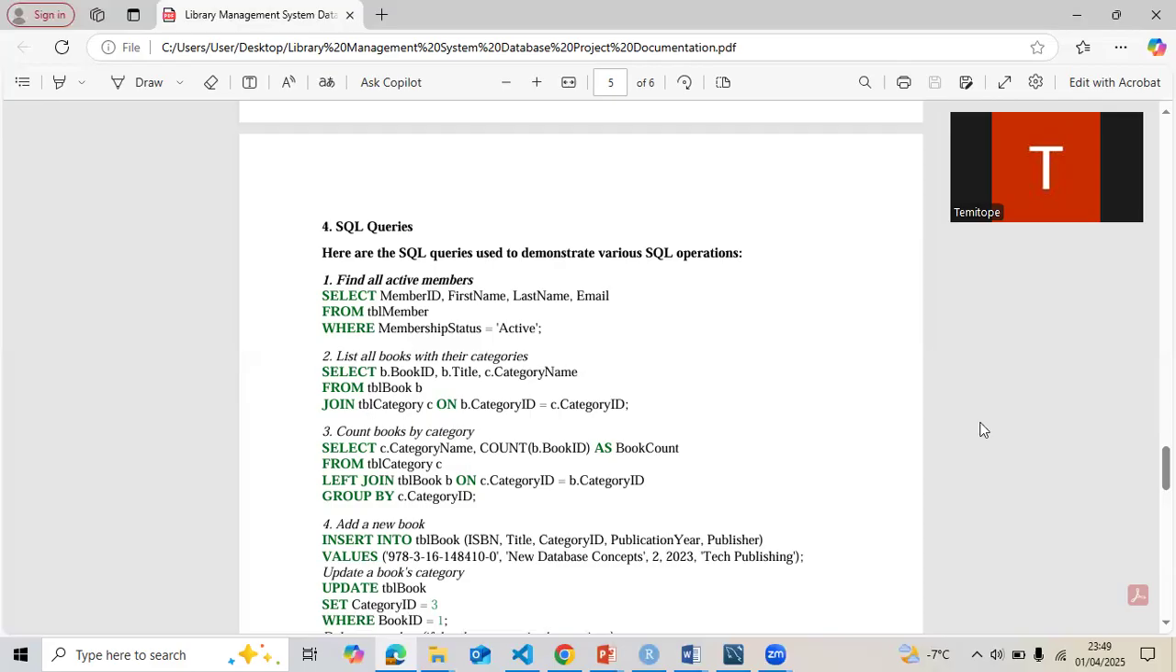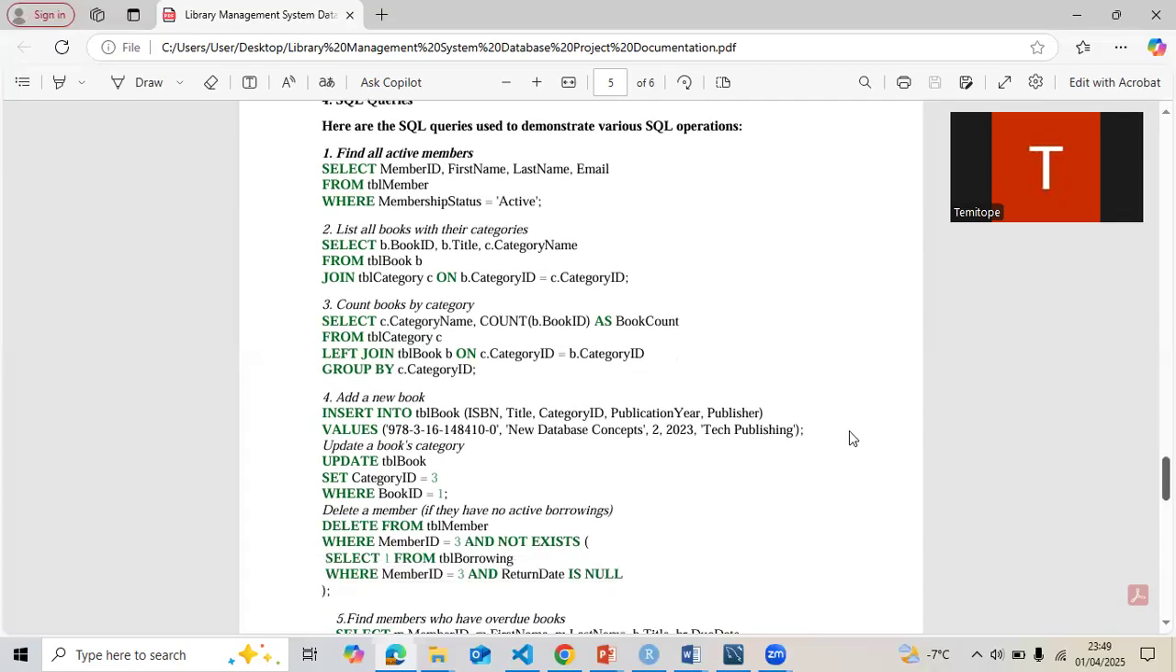So, count of books by category. I select category name, count of, of course, book ID as book count, from the category table.